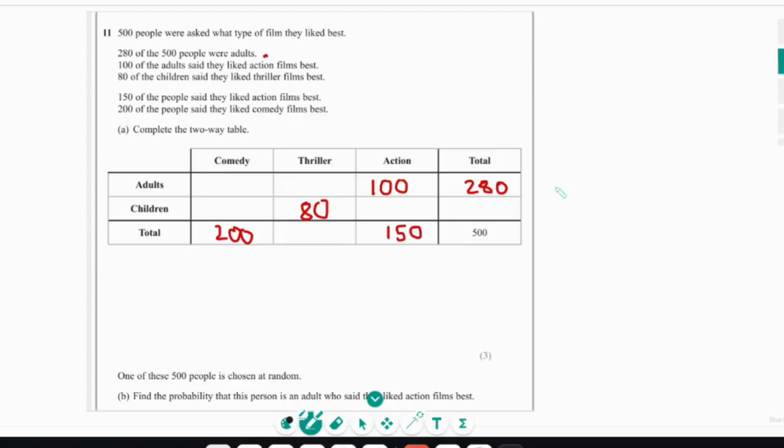Okay, so let's work out how many children there are. Can't do 0 take away 8, so 10 take away 8 is 2. 4 take away 2 is 2. So it's 220 here, the total for thriller. So 200 add 150 is 350. You may be able to work this out in your head.